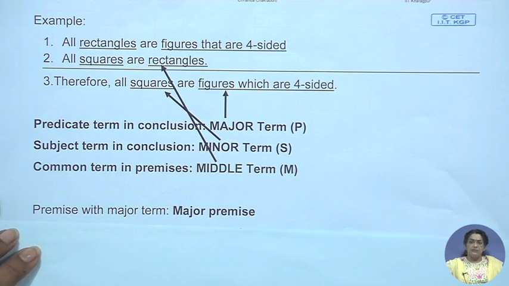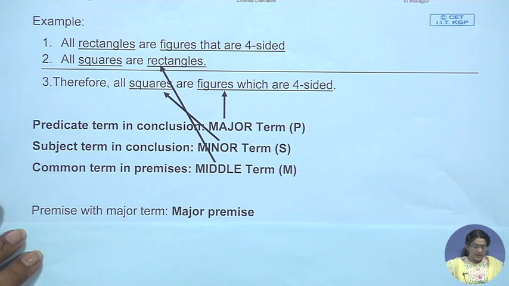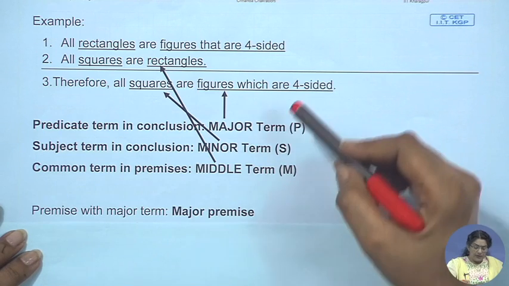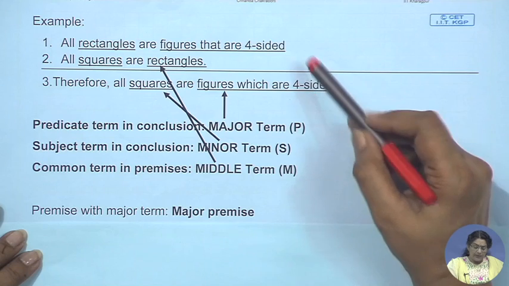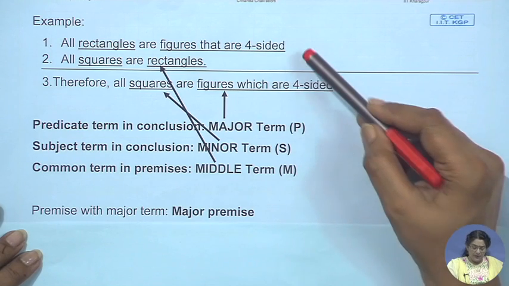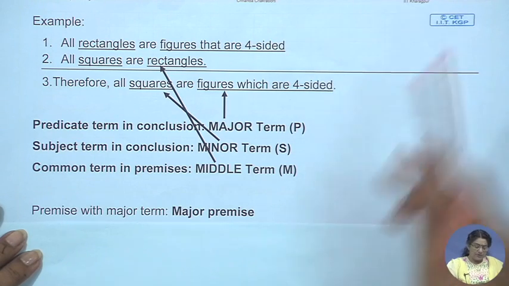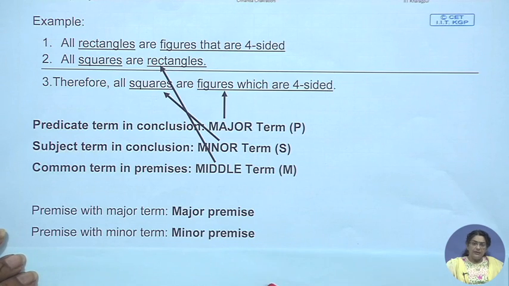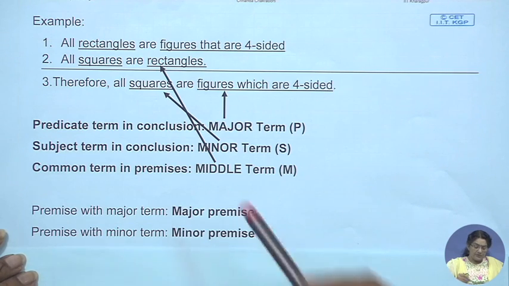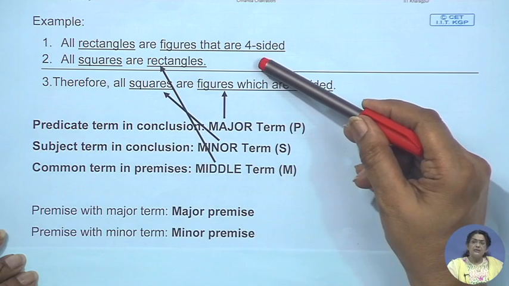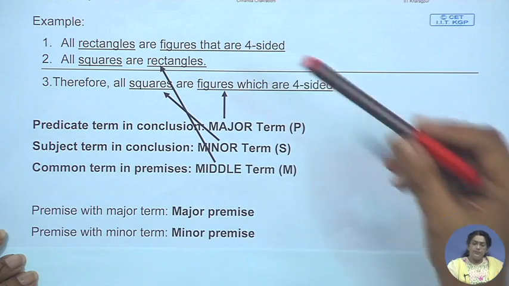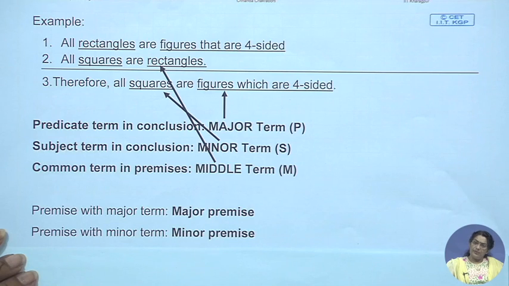We have two premises. The premise with the major term is called the major premise. Here the major term is figures which are four-sided. It appears in the first premise. So, this is the major premise. The premise with the minor term is called the minor premise. The minor term is squares. Where does it appear? In the second premise, right? So, the second premise is going to be called the minor premise.